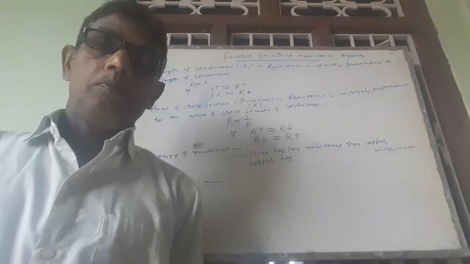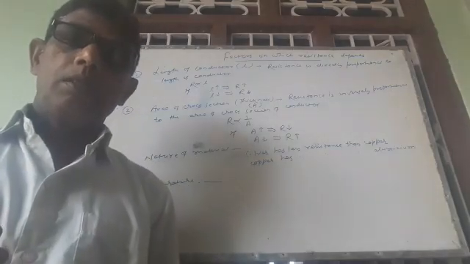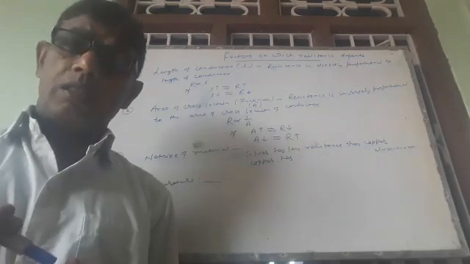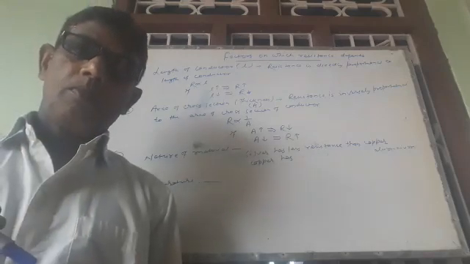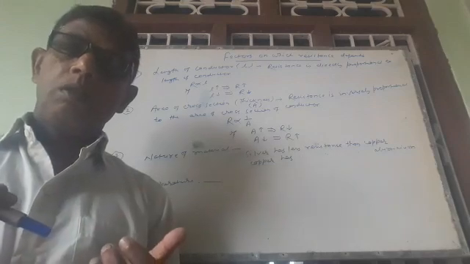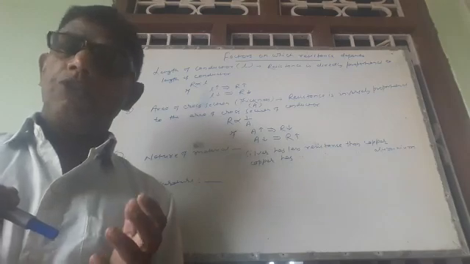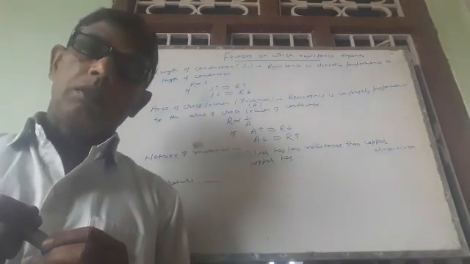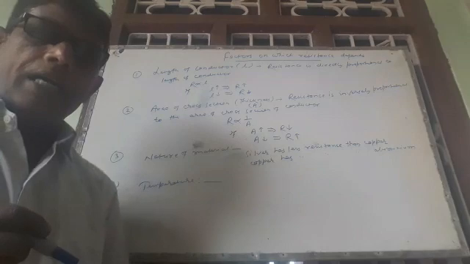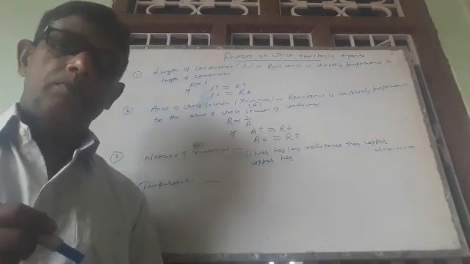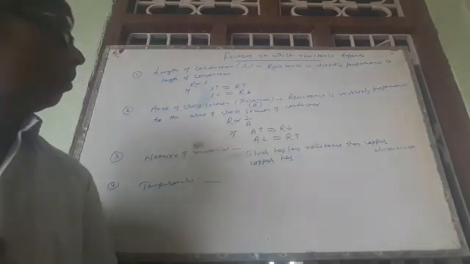Dear students, today I am going to explain the factors on which resistance of a conductor depends. Yesterday you learned that resistance is the property of any conductor which opposes the flow of electric current. Today, what are the factors which are responsible for the resistance? I am going to explain, one by one, the factors on which resistance depends.